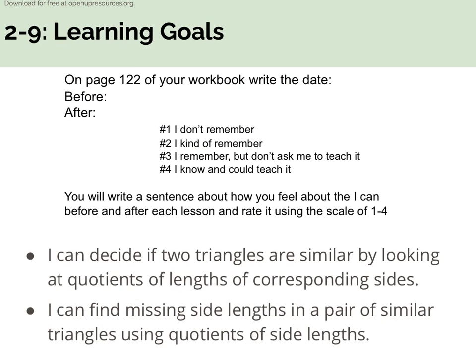Go ahead and turn back to page 122. Write yourself a sentence about today. I can decide if two triangles are similar by looking at the quotient of the lengths of corresponding sides. I can find that scale factor. And I can find missing side lengths in a pair of similar triangles using quotients of side lengths. So we can make those fractions equal to each other and find them. Write yourself a sentence. And then also make sure you give yourself a number. 1, I didn't get it. 2, I kind of got it. 3, I did get it. But 4, I can actually teach it to my friend. Go ahead and write that on page 122.